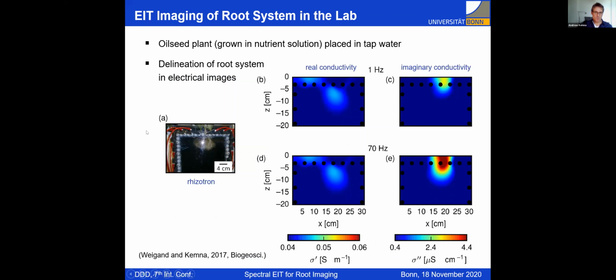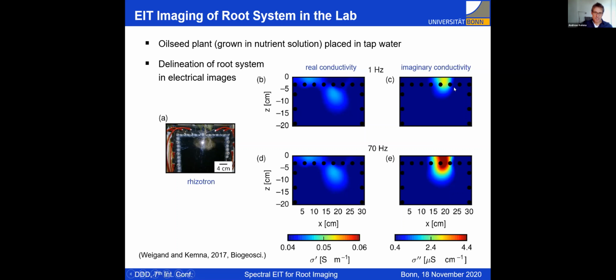of different plants in simple Rhizotron experiments, where here, for example, an oilseed plant is placed in tap water, and we see that, well, with limitations in the spatial resolution, both conduction and polarization, here measured as the imaginary component of this complex conductivity, can delineate the root system.